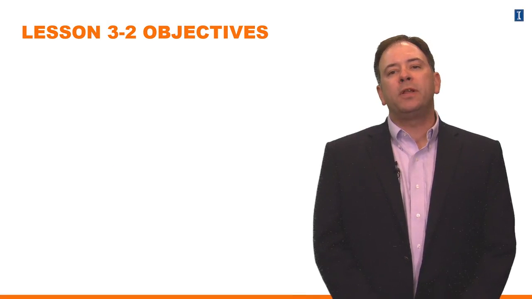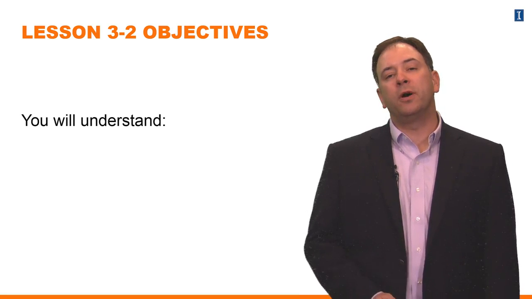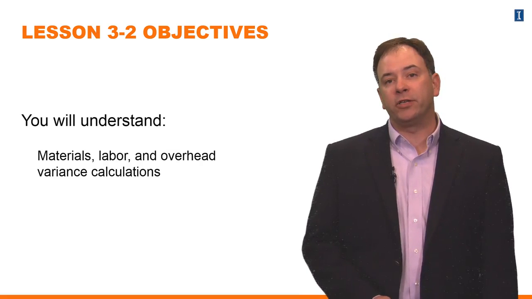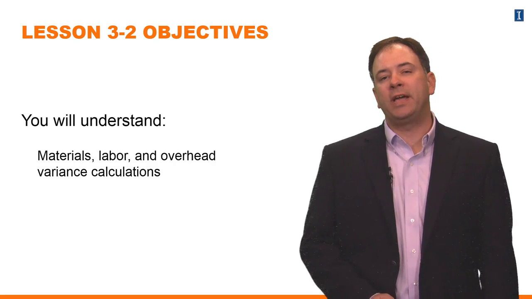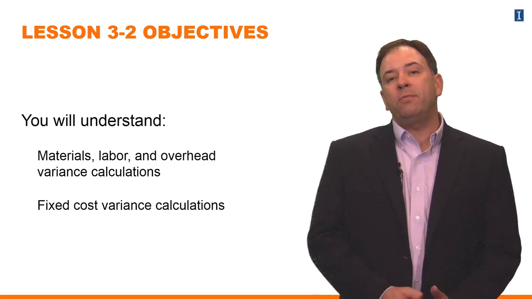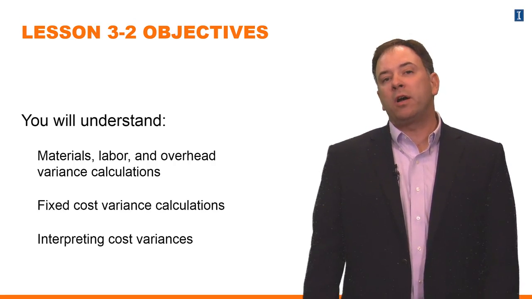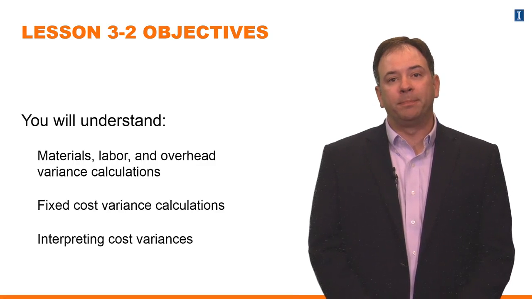Now moving into lesson 3-2. Our objectives in this lesson are to understand materials, labor, and overhead variance calculations, so our variable cost variances. We'll get into the nuances of how we calculate those. We'll do the same thing for fixed cost variance calculations. And then we'll talk about interpreting these cost variances as we calculate them.